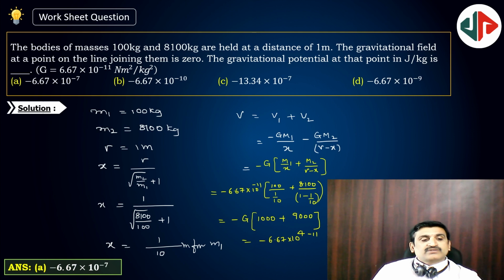So option C. C or A? A also 7 only. Oh, this is 13.34. Okay, so it's not correct. This is only correct. Yes. I thought that all numbers are same. Okay, next.